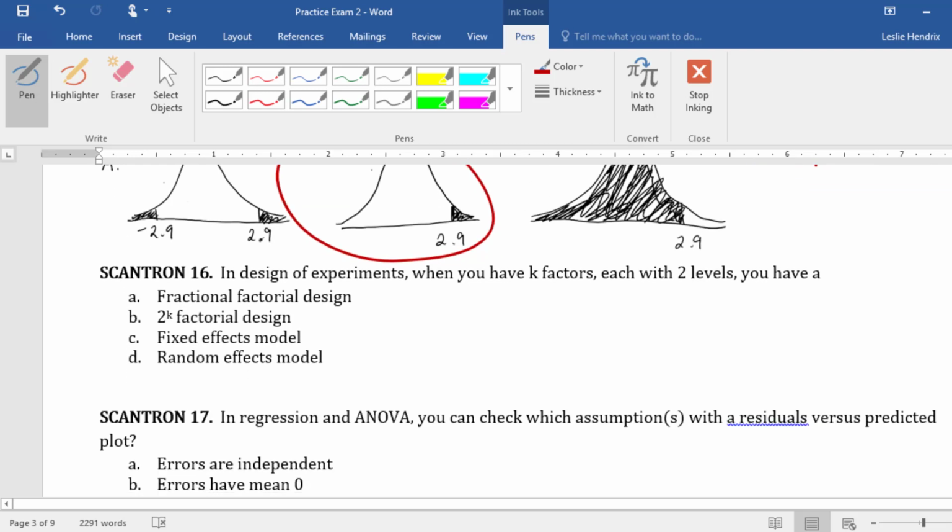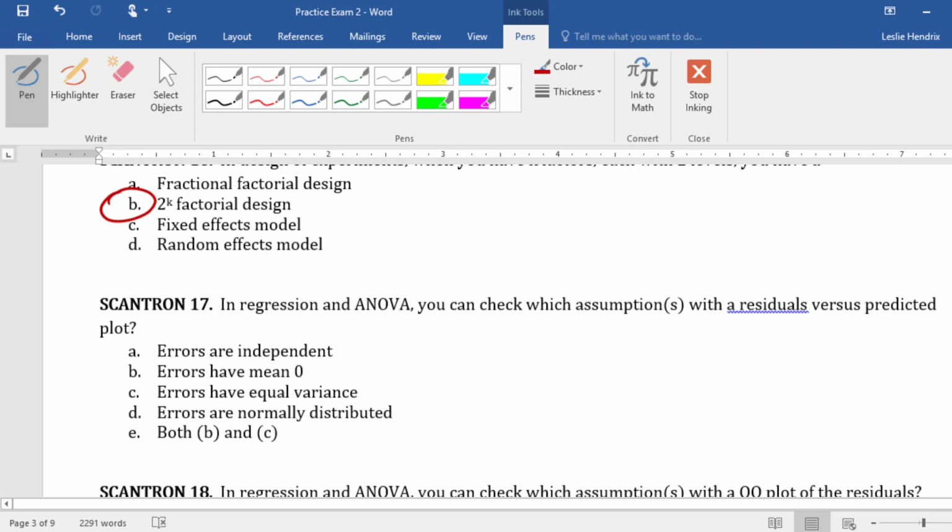All right, in a design of experiments, when you have k factors, each with 2 levels, you have what's called a 2 to the k factorial design. This comes from that other topics set of your lecture notes in ANOVA. So make sure you know those definitions in there.